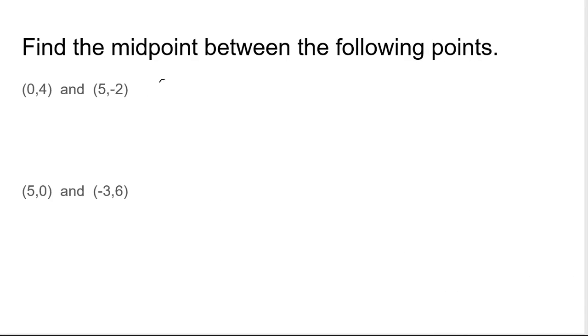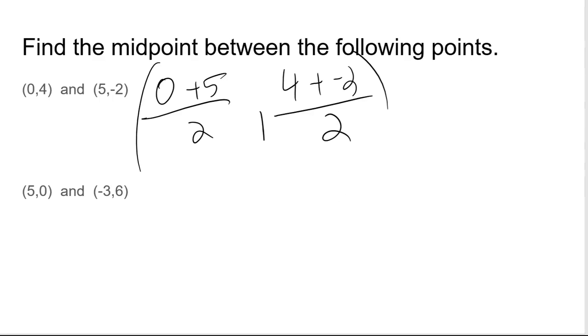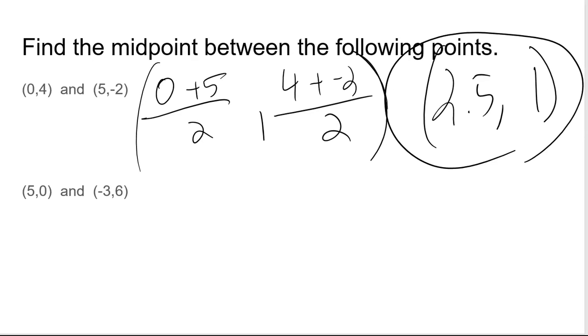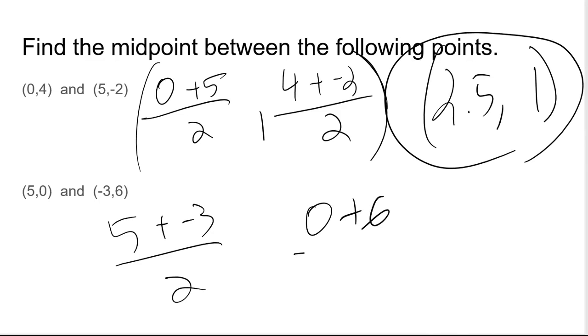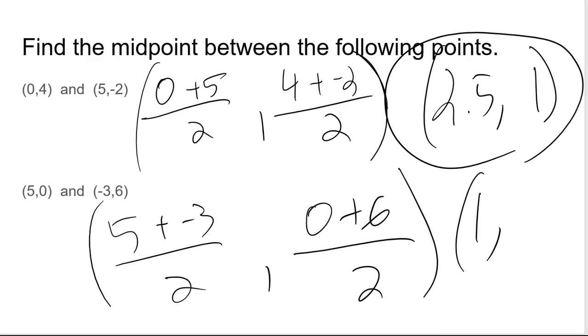Alright, once again we'll find the midpoint: 0 plus 5 divided by 2, and 4 plus negative 2 divided by 2. 0 plus 5 is 5, and 5 divided by 2 is 2.5. Then 4 plus negative 2 is 2, and 2 divided by 2 is 1. So there's my midpoint. Next, 5 plus negative 3 divided by 2, and 0 plus 6 divided by 2. 5 plus negative 3 is 2, divided by 2 is 1. 0 plus 6 is 6, divided by 2 is 3.